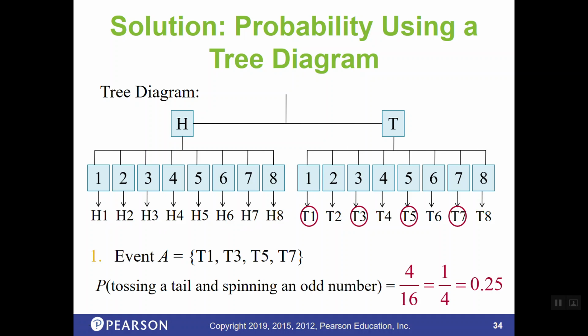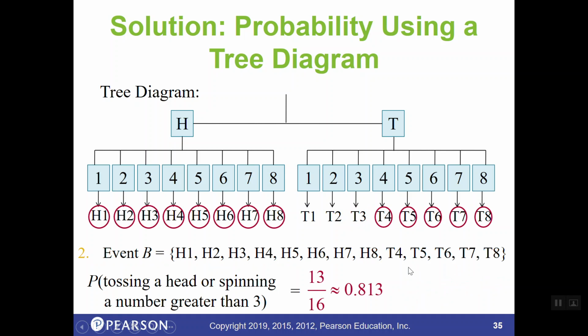So the probability of tossing a tail and spinning an odd number. Odd numbers are 1, 3, 5, and 7. So there are 4 of those out of the 16 options. All of this, when you add it up, there are 16 outcomes. So 4 divided by 16 is 1/4 as a simplified fraction, or turn it into a decimal.